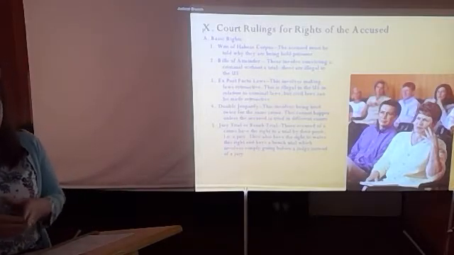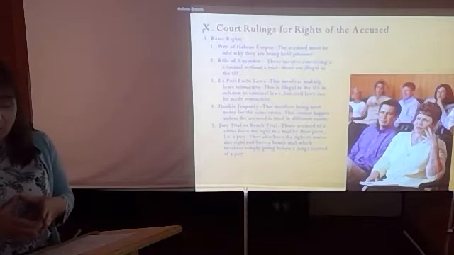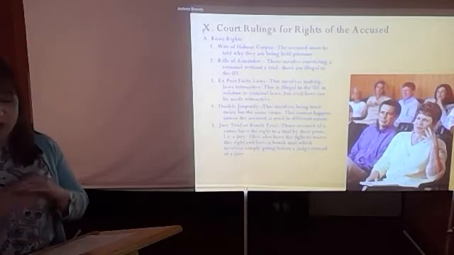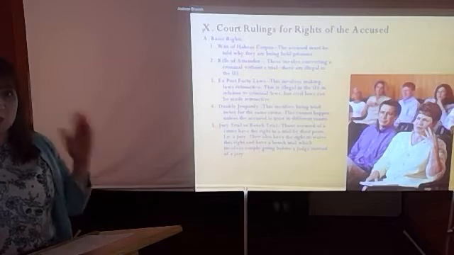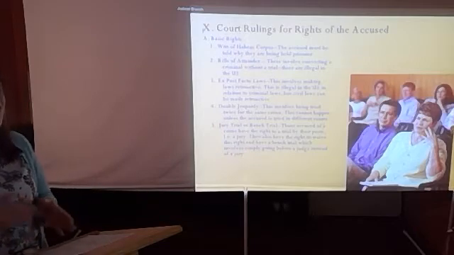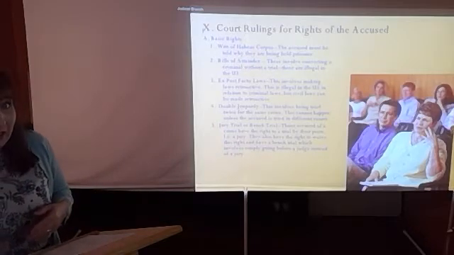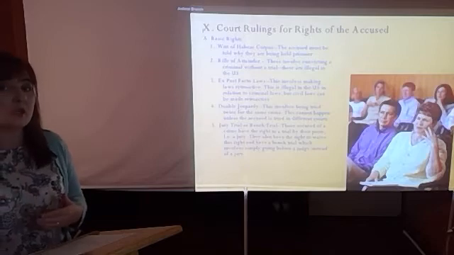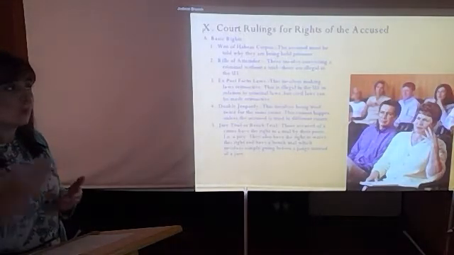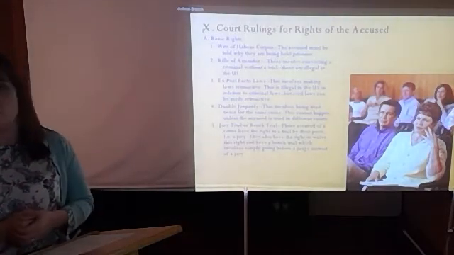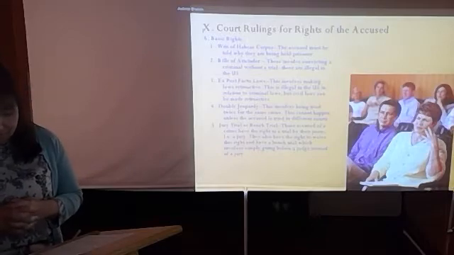They cannot just hold you and not tell you what you're being charged with. The second one is bills of attainder. These involve convicting a criminal without a trial, and they're illegal. We cannot do that. You cannot be convicted without a trial. Now, you can plead guilty, but that would be your choice. If you plead not guilty, we have to give you a trial before you can be convicted.